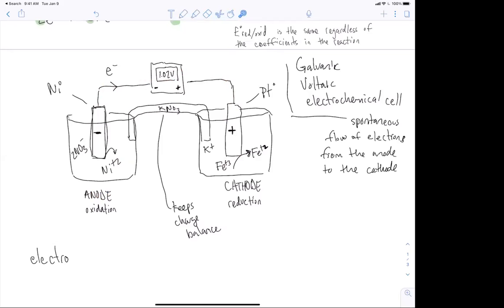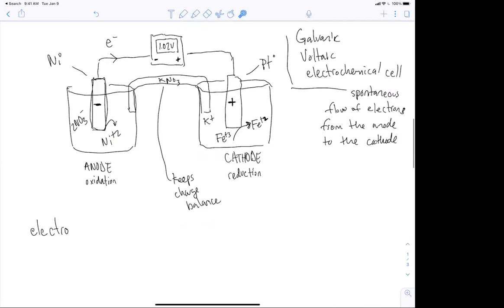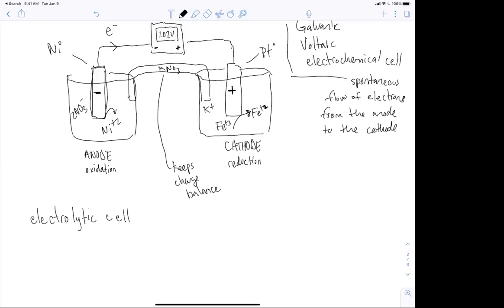And that just happens because it's kind of like throwing a ball up in the air. The ball is going to come back down to the ground. In an electrolytic cell, this is when you have something that's not spontaneous.